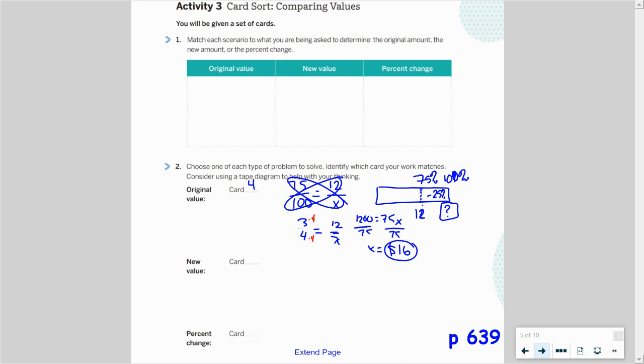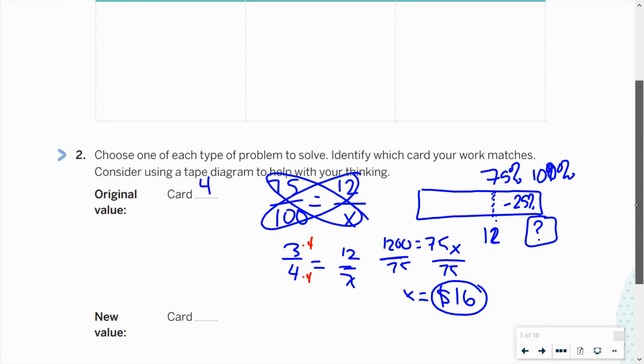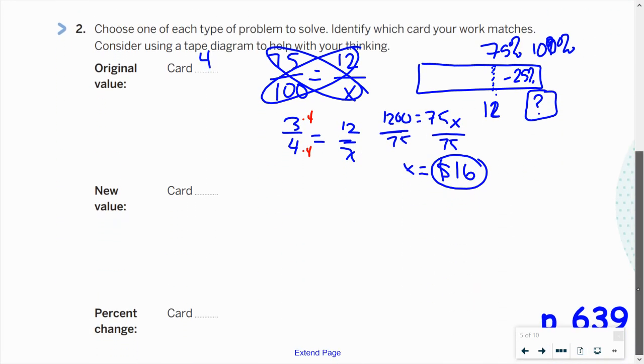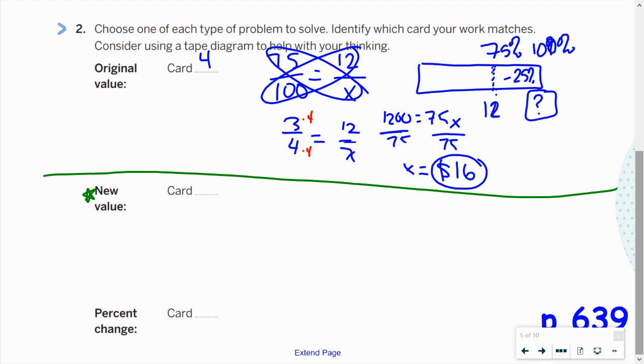All right, so that is a type of problem where we're asked to find the original value. Now let me go ahead into a type of problem where we're asked to find the new. Again, I'm going to show the visual because it helps a bunch of us.